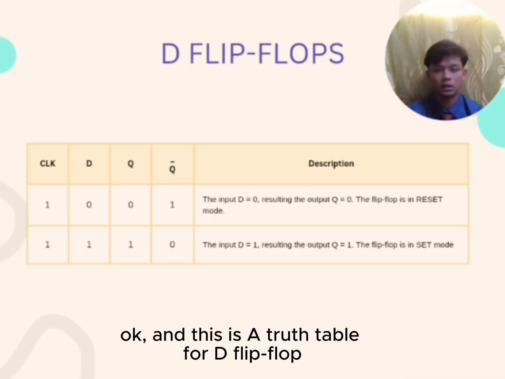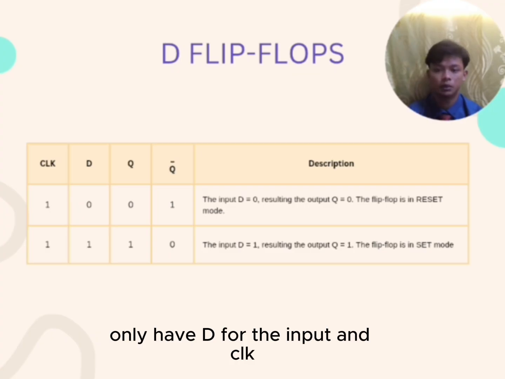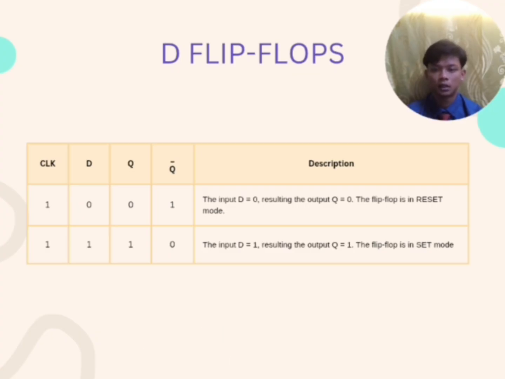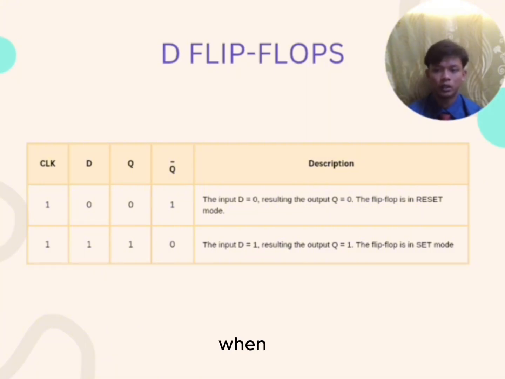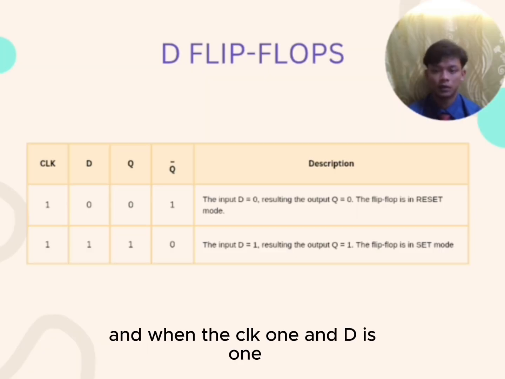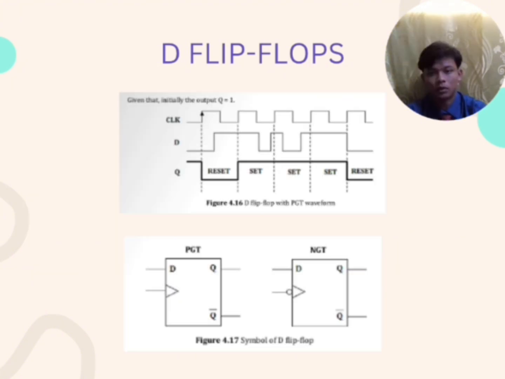This is a truth table for the D flip-flop. It only has D for the input and CLK, and the outputs are Q and Q prime. When CLK is 1 and D is 0, the output Q is 0. The flip-flop is in reset mode. And when CLK is 1 and D is 1, the output Q is 1. The flip-flop is in set mode.